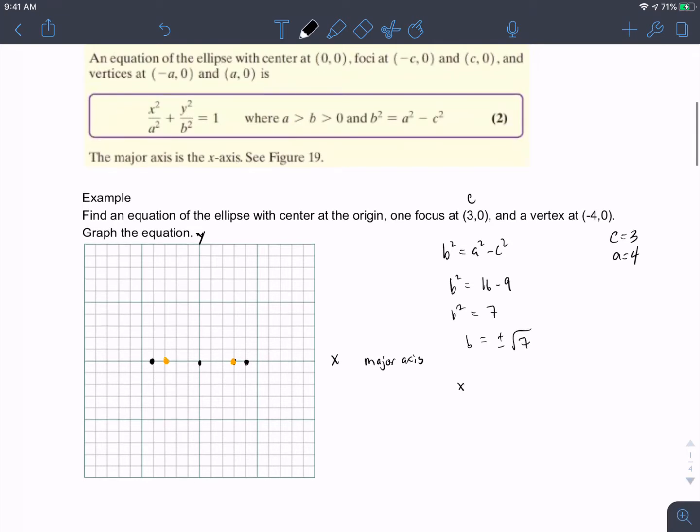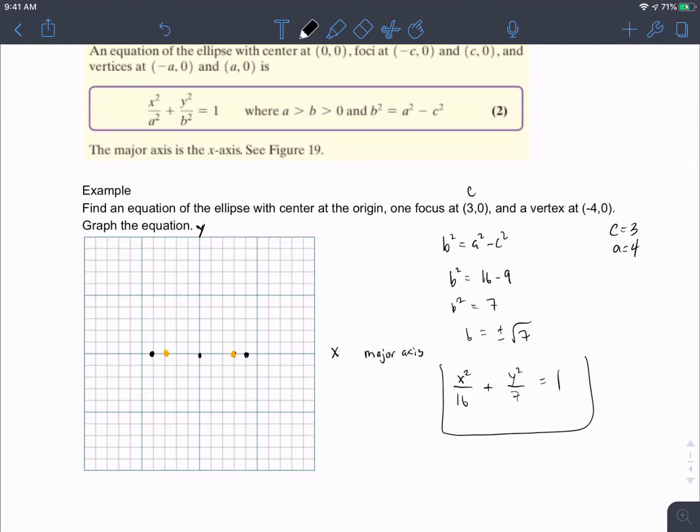Now when we write the formula, we get x squared over 16 plus y squared over 7 is equal to 1. That's our formula. This is kind of a big deal. Then the square root of 7 gives us our minor axis points, something around there and there. So we're going to connect these dots. Bear with my terrible drawing. But there is my ellipse, and this is how we do it.